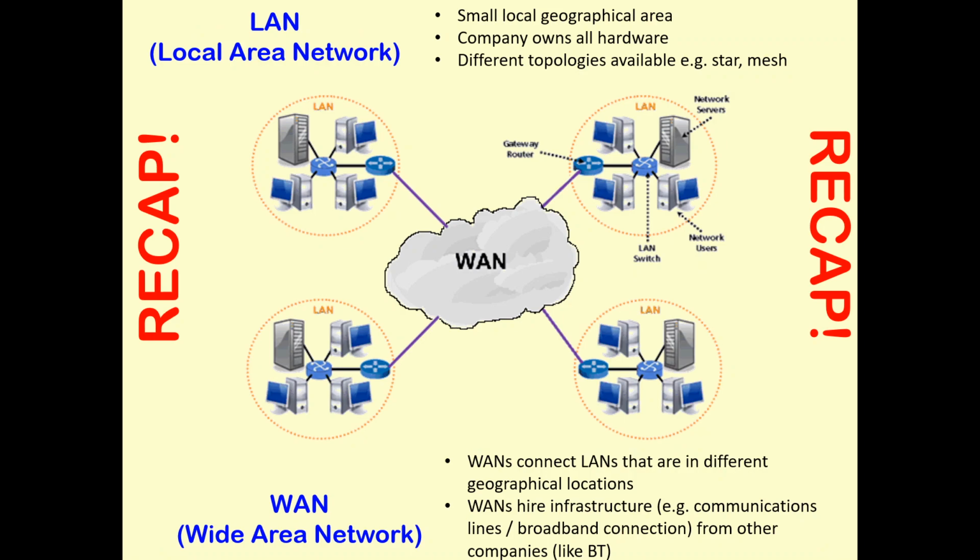Okay. Right, so just a quick recap. Remember, we've looked at and revised different types of networks. LAN, local area networks, networks on a small geographical area. And we have looked at WANs, which are basically different LANs connected in different geographical locations. Main differences: on a LAN, the smaller area and the company owns all the hardware. But in a WAN, some of the infrastructure, things like the cables and connection things, are hired. Okay, some of the infrastructure is hired.